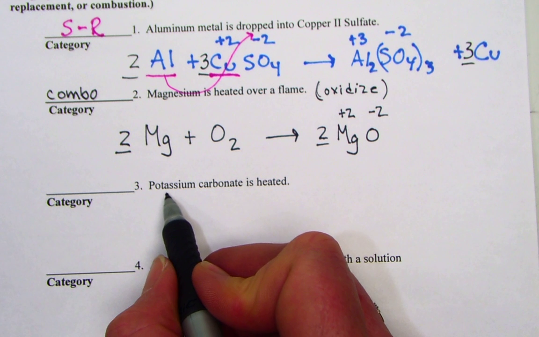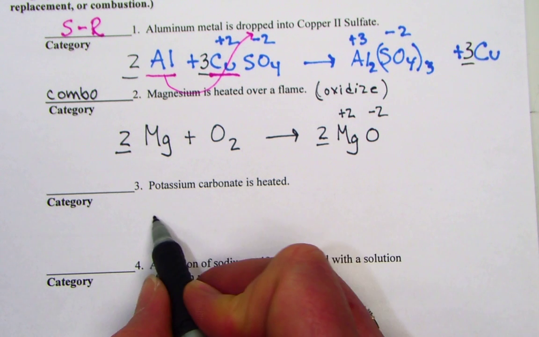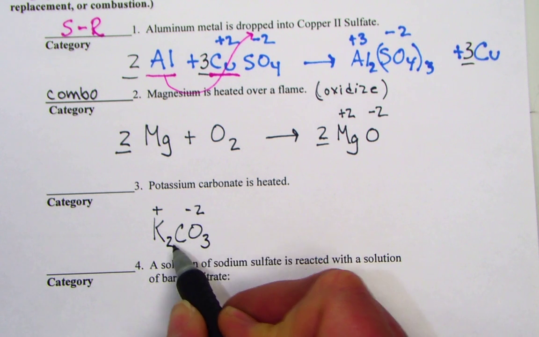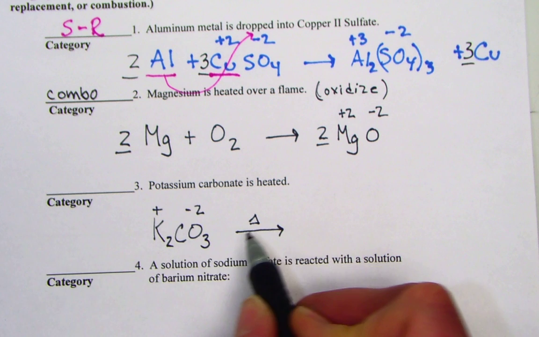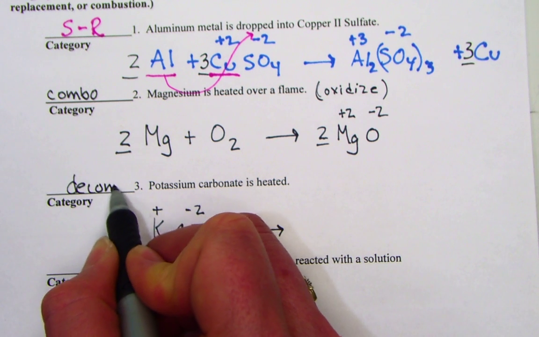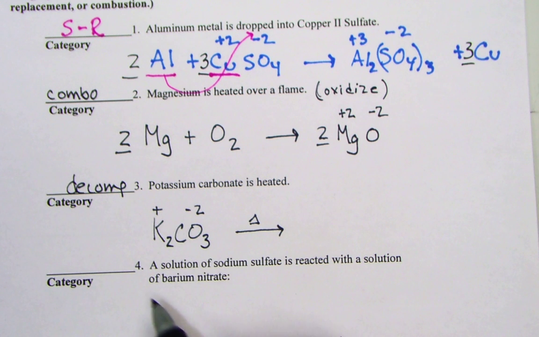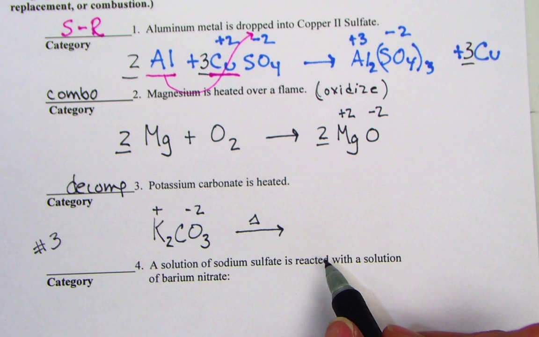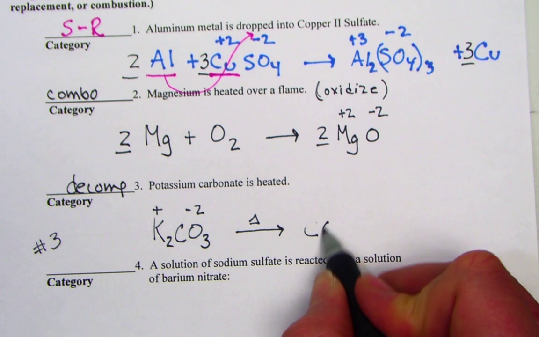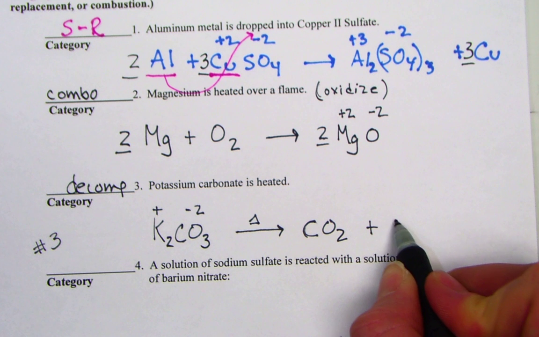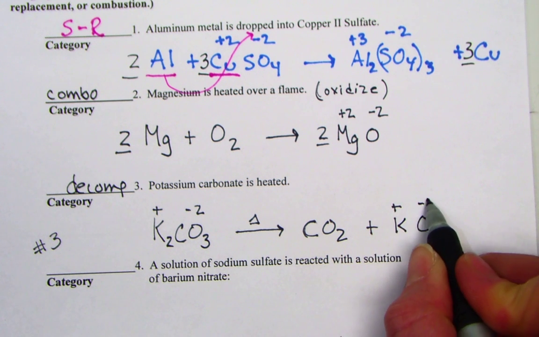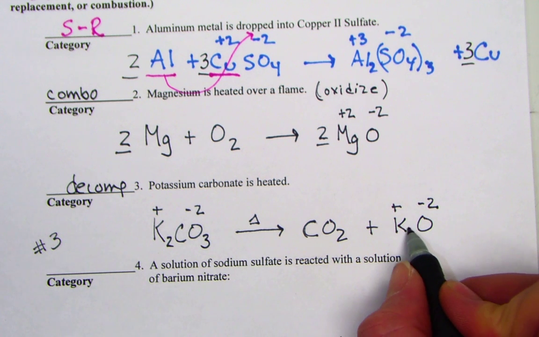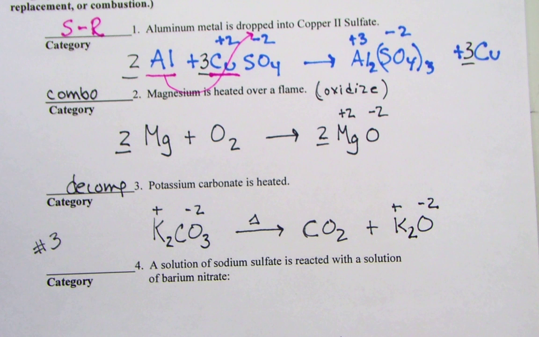Our third category says potassium carbonate is heated. Potassium is a +1, carbonate with its -2, K2CO3. In our decomposition pattern, we have a single reactant. Helpful hint number 3 on our decomposition pattern page tells us that when carbonates decompose, carbon dioxide gas is released, leaving us a metal oxide. The metal in this case is potassium, who's a +1, oxide is a -2, our product K2O.